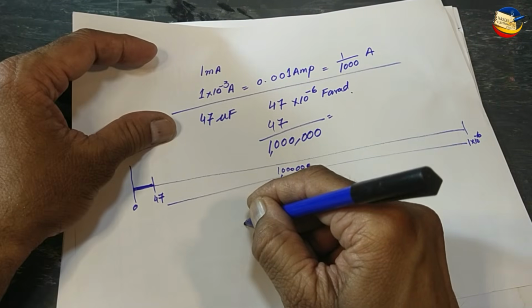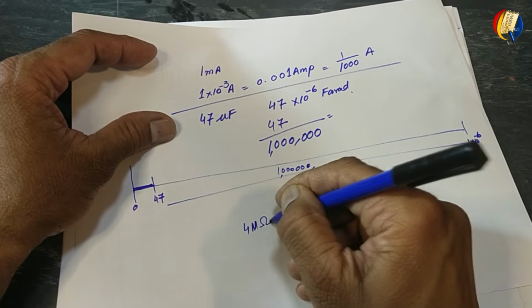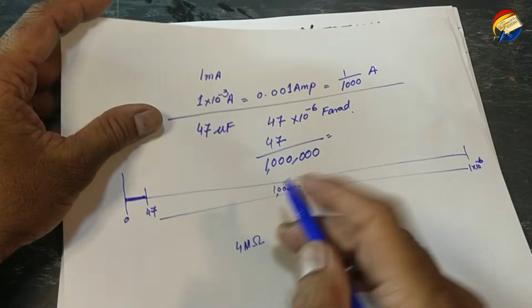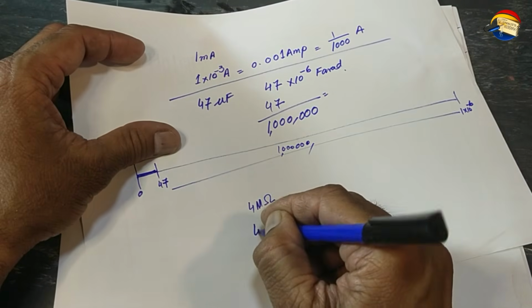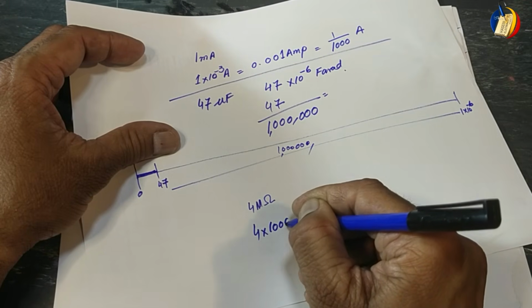If we say 4 mega ohm, that means 4 into 1 million.